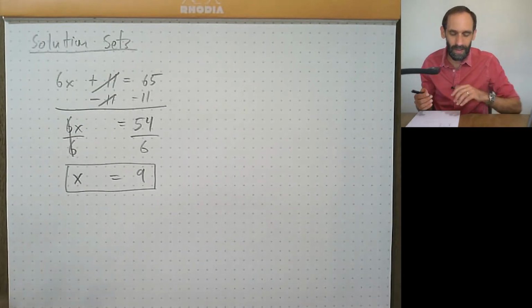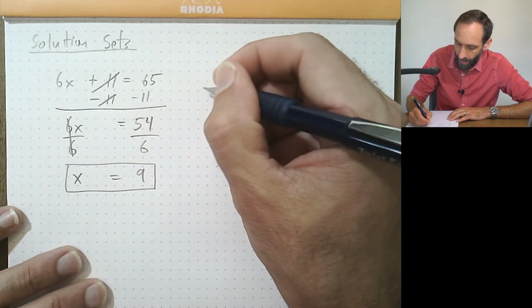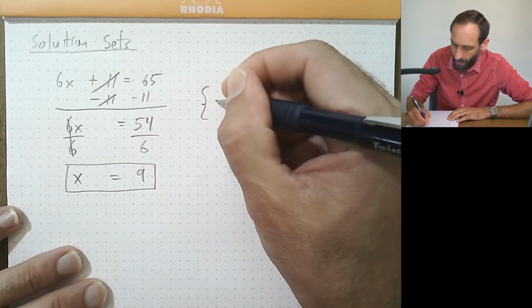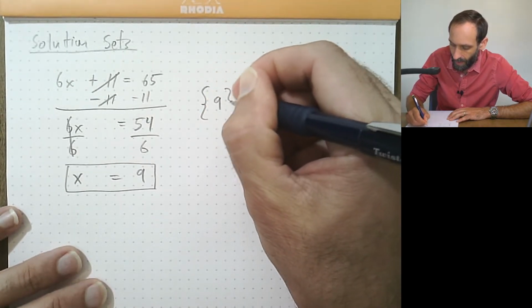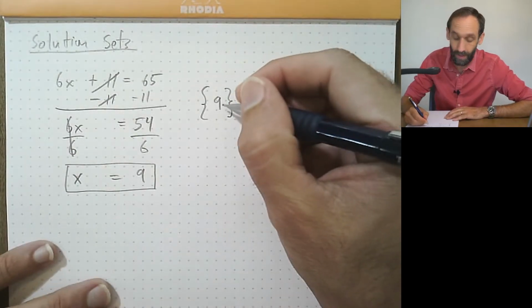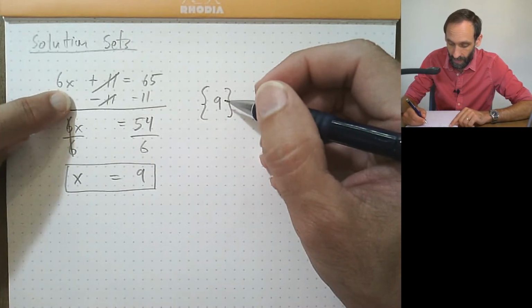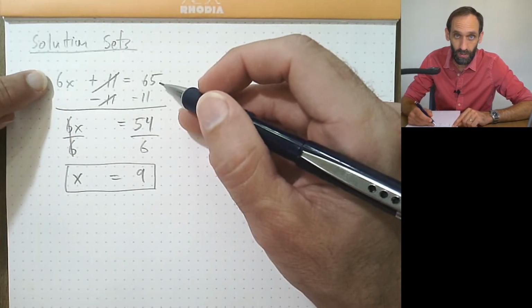But what this really means is that the solution set for this equation must contain the number 9. Now in this case, that is the only number that goes into the solution set, because 9 is the only number that I can plug in for x to make that original equation true.